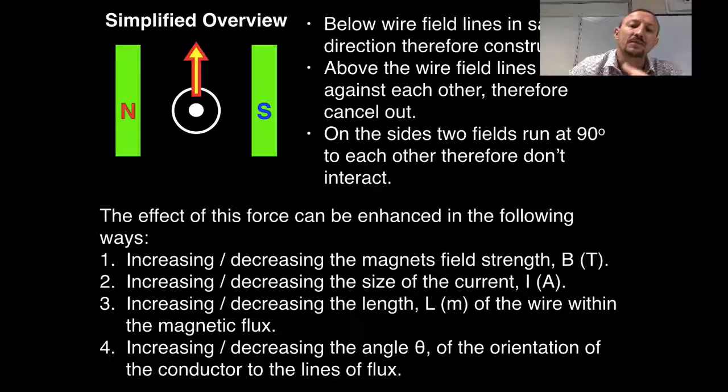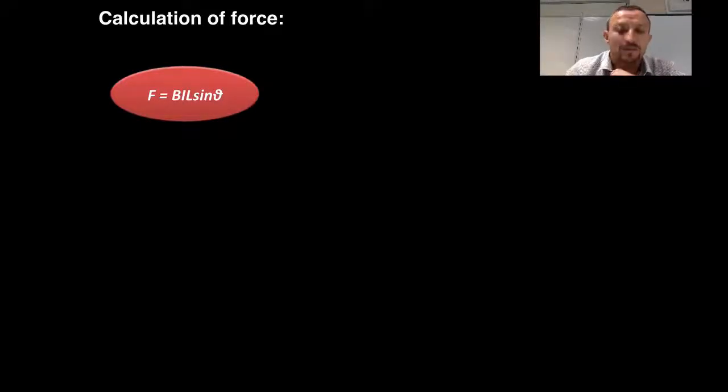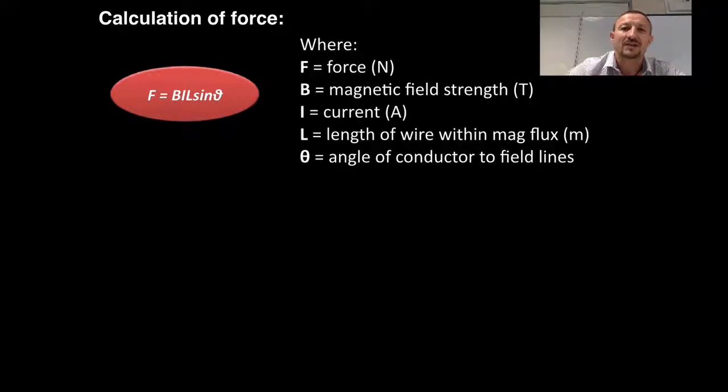Okay, so from this, we should be able to build up an algorithm. Now, this algorithm or equation is going to be F equals BIL sine theta. Now, sine theta basically is the angle which is generated between the magnetic field lines. When the angle is 90 degrees, the result will be that sine 90 equals 1, so the force will be at maximum effect.